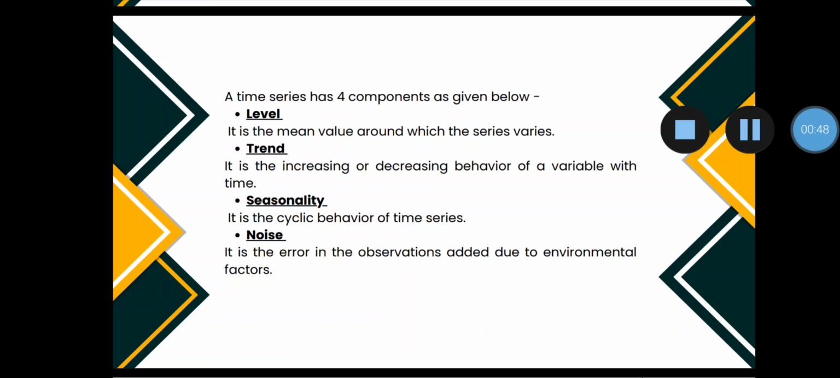Time series has 4 components as given below: level, trend, seasonality and noise. Level: it is the mean value around which the series varies. Trend: it is the increasing or decreasing behavior of a variable with time. Seasonality: it is the cyclic behavior of time series. Noise: it is the error in observation added due to environmental factors.